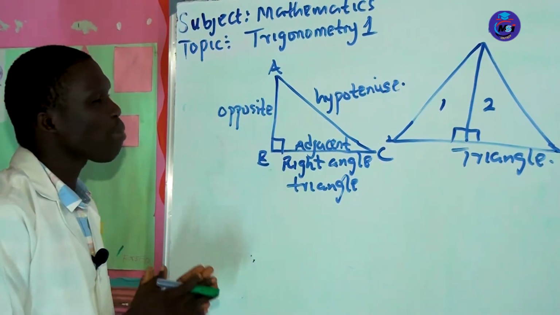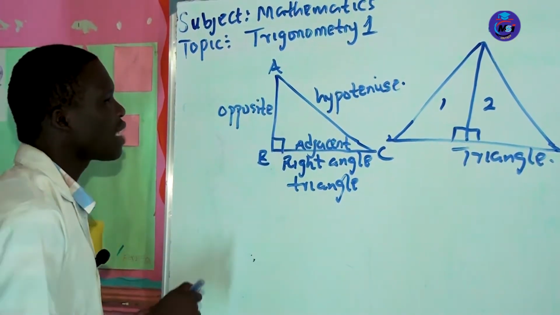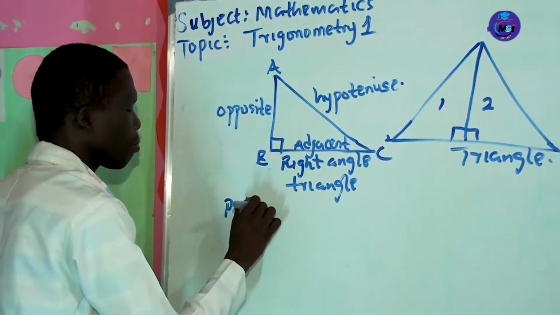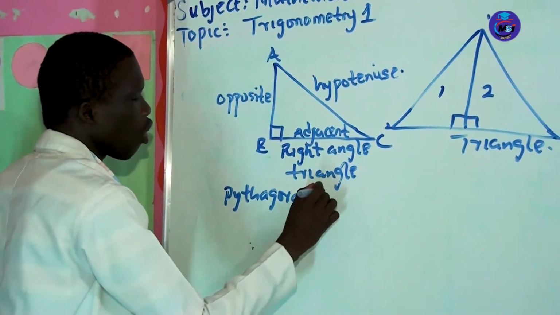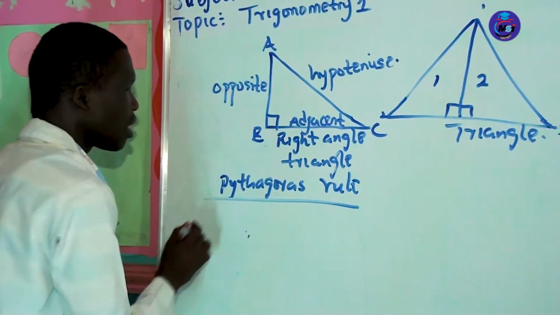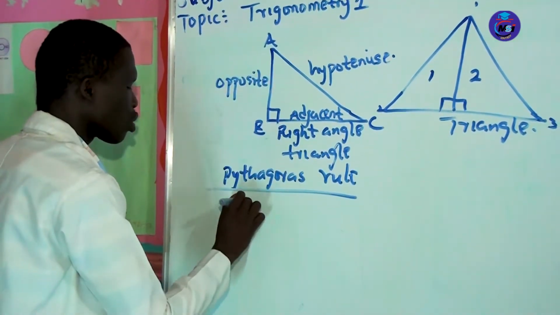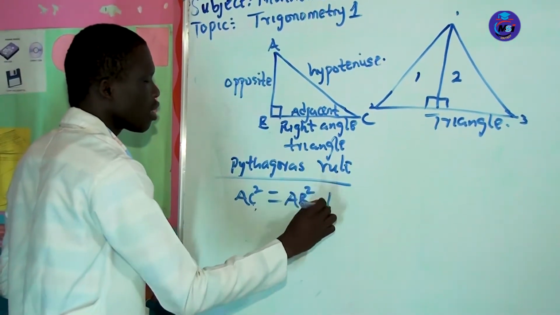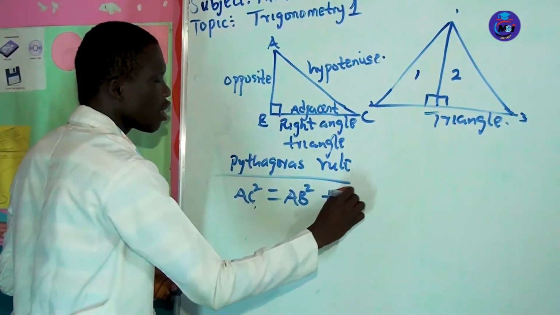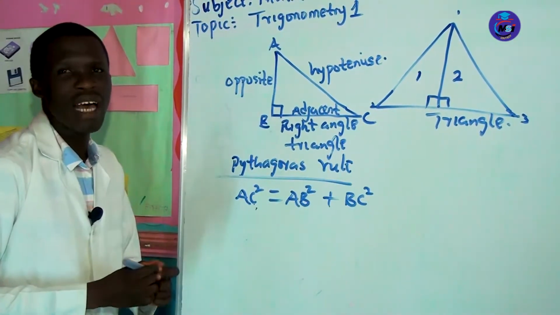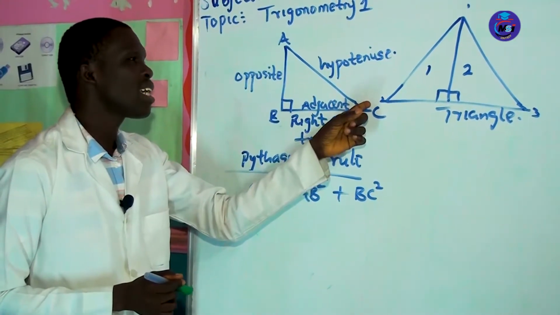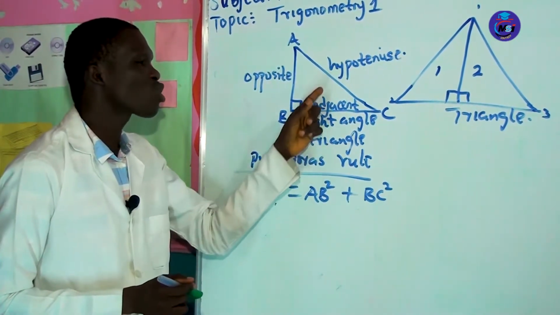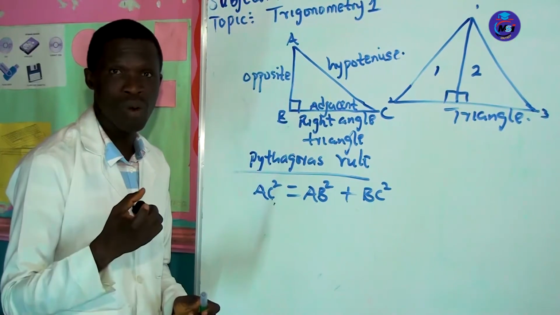Now, applying Pythagoras theorem, AC square equals AB square plus BC square. This is telling you that the square of the longer side is equal to the sum of the square of opposite and the square of adjacent. I hope you are following me.